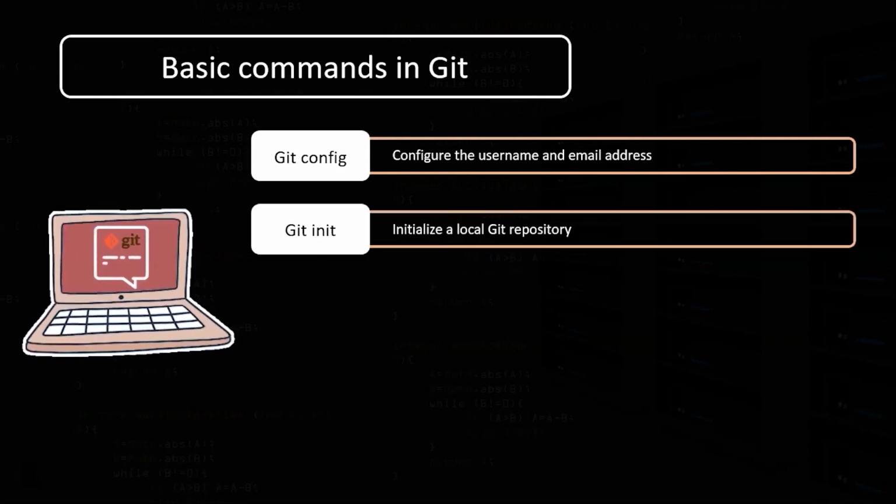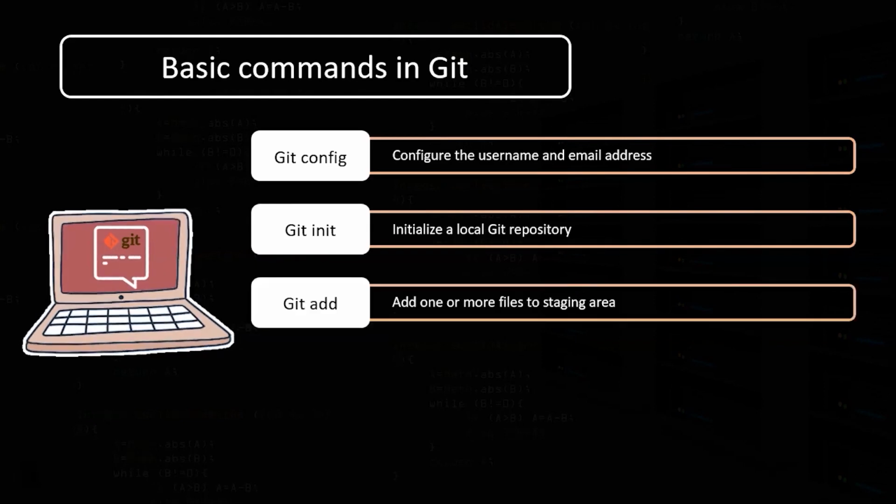Now, if you want to initialize a local repository, where you're not working on a remote repository, you can use the git init command in a specific folder so that you can convert a simple folder into a full-fledged Git version control repository. So the init command is used to initialize a local empty Git repository. Next command is git add.